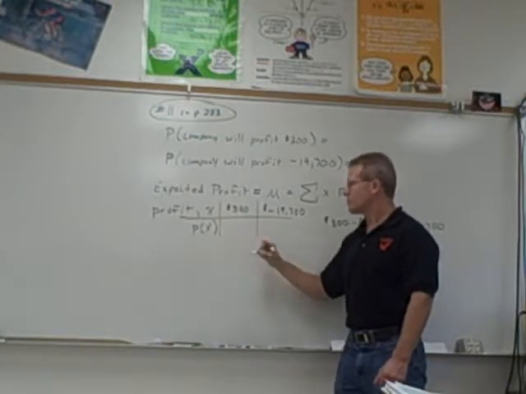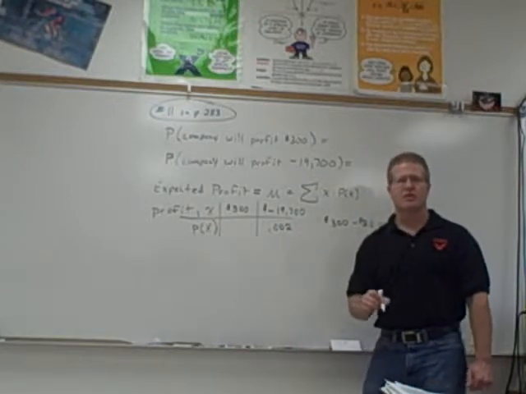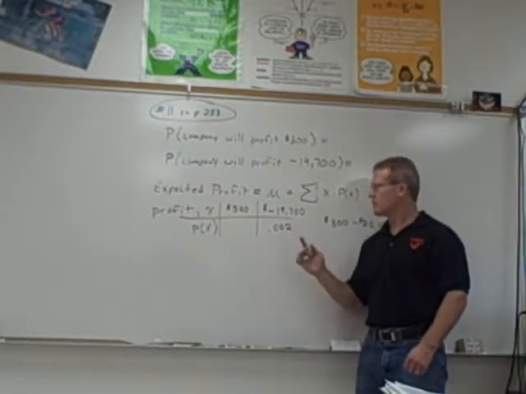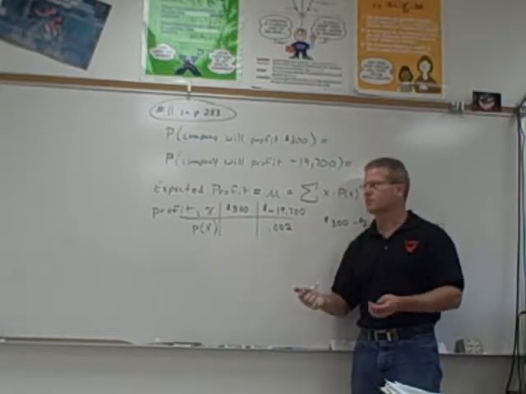And it tells us that they think the probability of that happening is 0.002, 2 out of 1,000. So they think they're only going to have to pay that money out 2 times out of every 1,000 times they insure the coin collection.